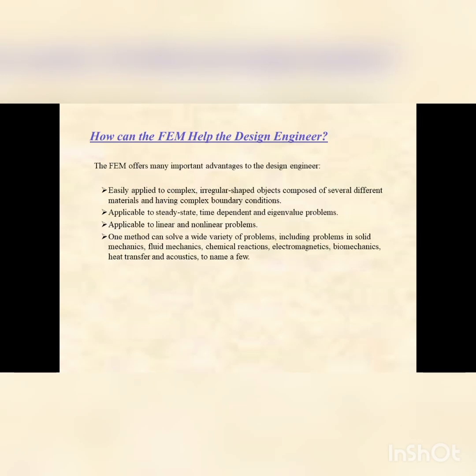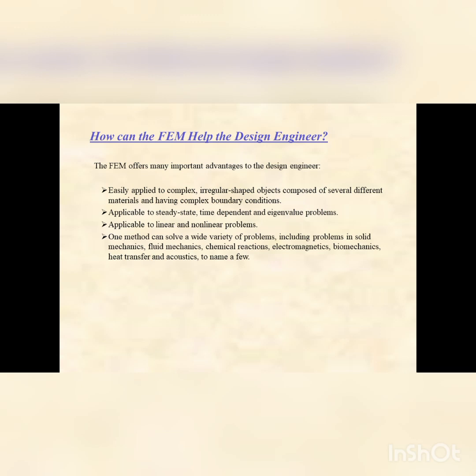Now, the question is why we deal with FEM. The answer is that it is easily applied to complex irregular shapes and objects composed of several different materials having complex boundary conditions, applicable to steady state and time-dependent problems, and also to linear and non-linear problems. This is the one method that can solve a wide variety of problems including solid mechanics, fluid mechanics, chemical reaction, electromagnetics, biomechanics, heat transfer, acoustics and much more.